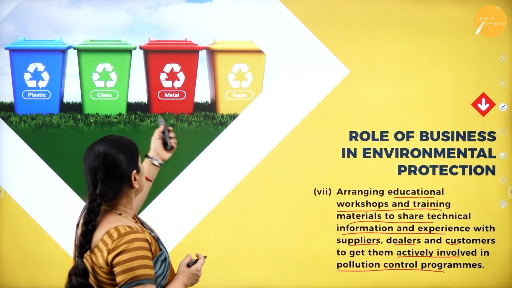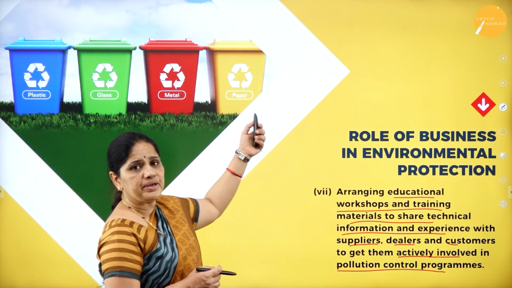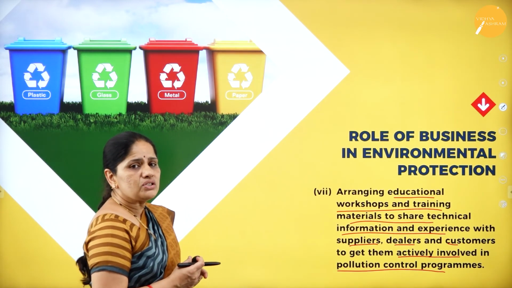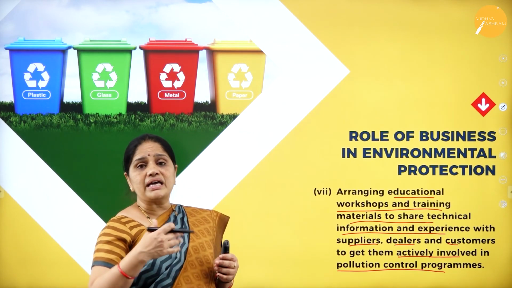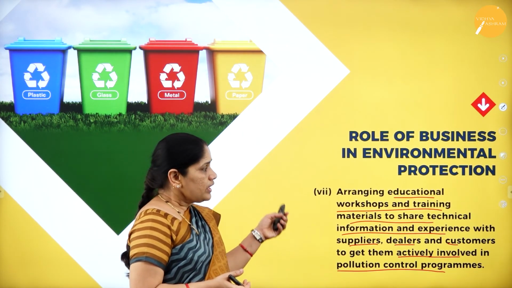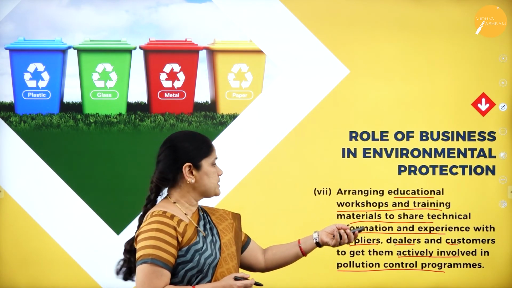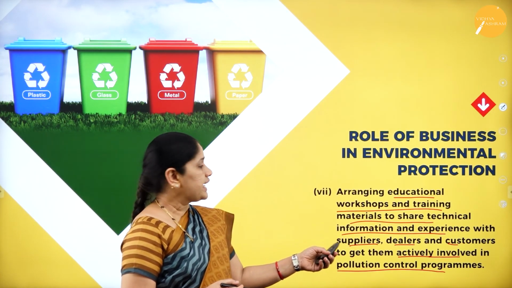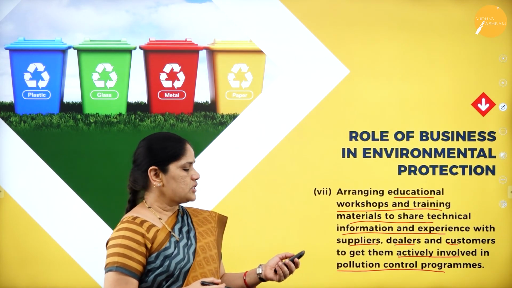So if you can see here, they have given us separate bins for plastic, glass, metal and paper. So try to see that you segregate the waste and then dump it, so that the waste which is not degradable, you can just treat it and then dispose of it. So in order to have a safe environment, it is better to have educational workshops and training, and then we have to have sharing of technical information and experience with the suppliers, dealers and customers. Actively take part in these pollution control programs.